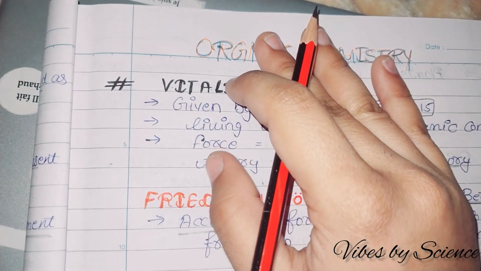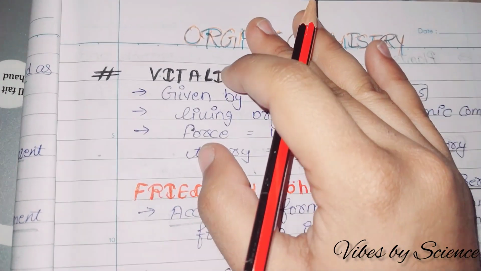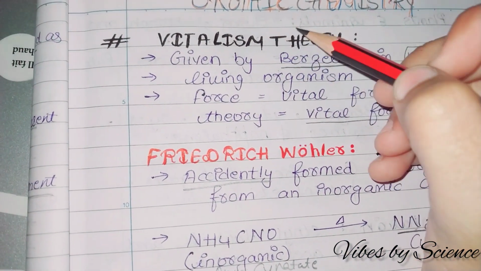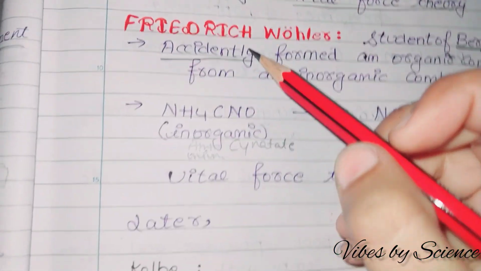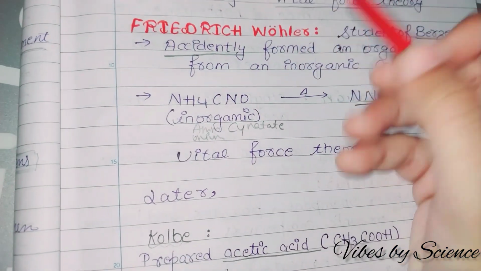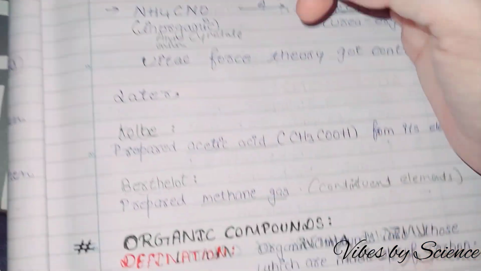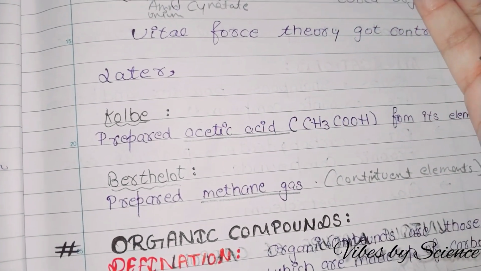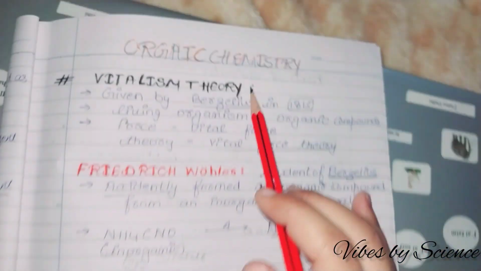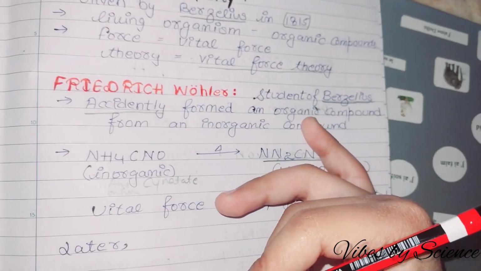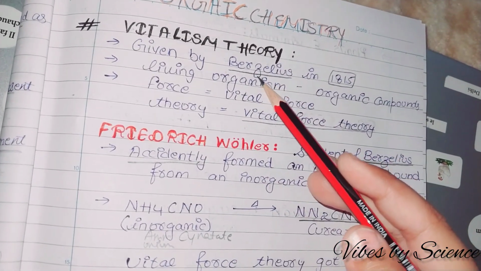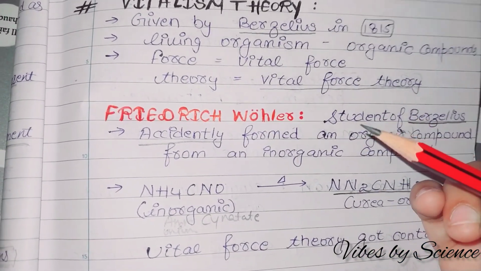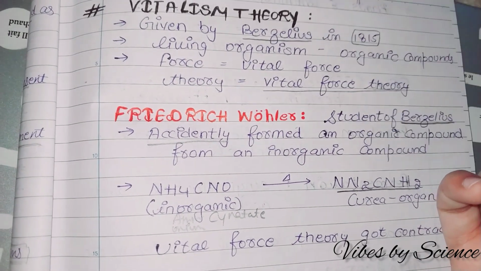So, in the last session, we started organic chemistry, and I told you about some of the concepts. Like I told you the vitalism theory, I explained the theories of some different scientists like Friedrich Wöhler, Kolbe, Berthelot, and the theory given by Berzelius was contradicted by these scientists. So his theory that organic compounds can only be prepared from living organisms got contradicted.